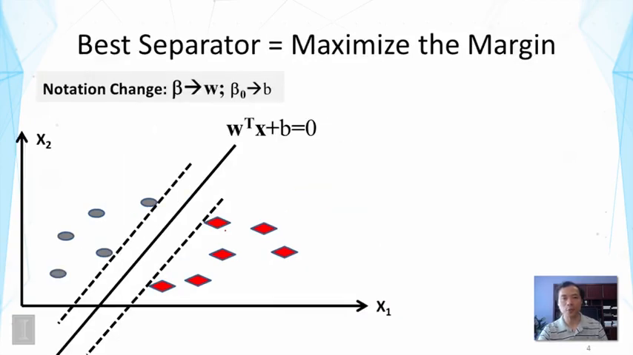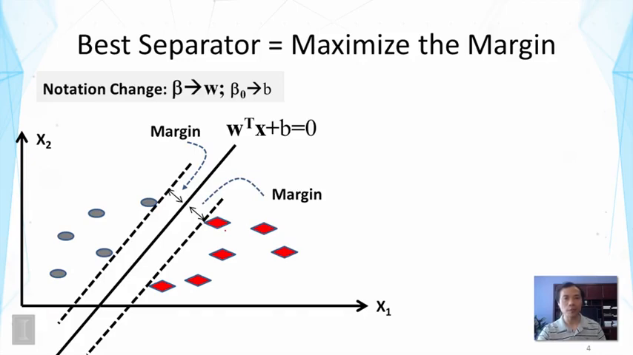So the basic idea is to choose the separator to maximize the margin. So what is the margin? Well, I've shown some dotted lines here to indicate the boundaries of those data points in each class. And the margin is simply the distance between the separator and the closest point from each class. So you can see the margin on this side is as I've shown here, and you can also define the margin on the other side.